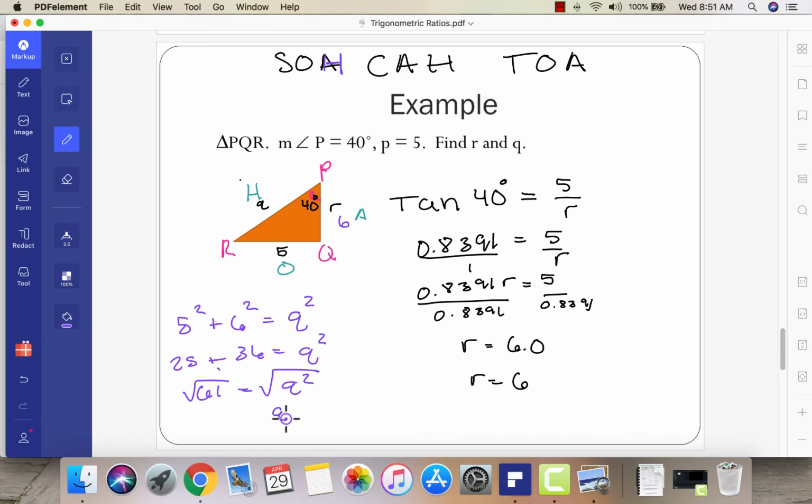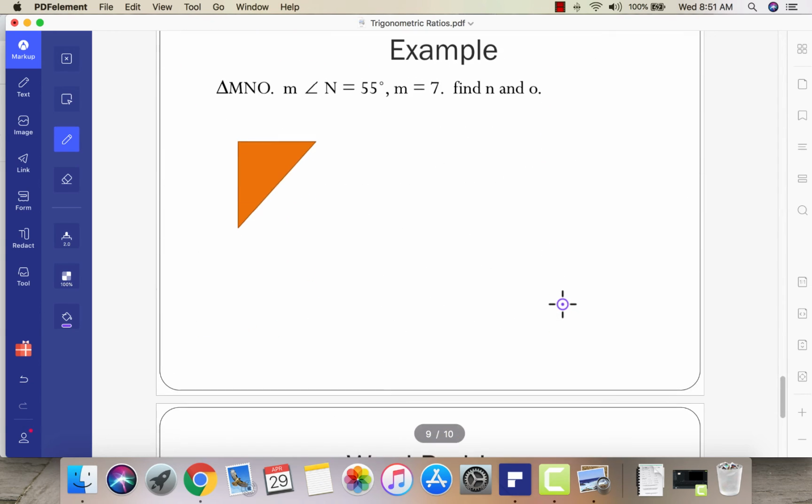And q is approximately 7.8. So now we have found q and r. All right, let's try another example.